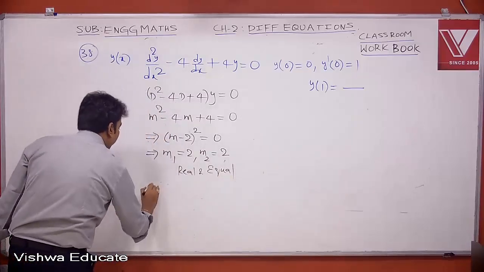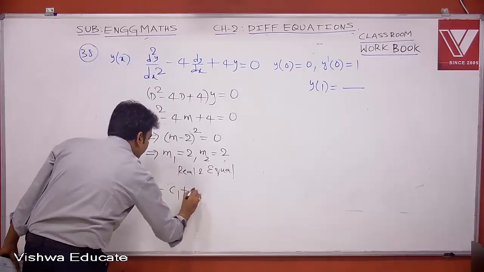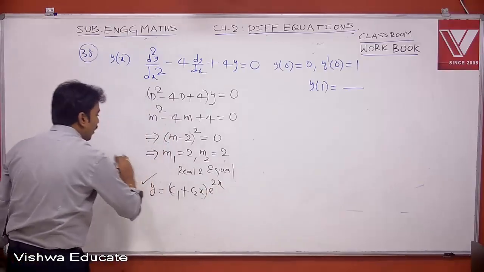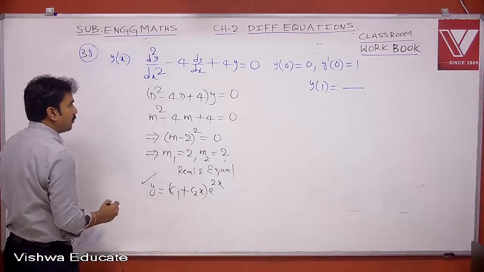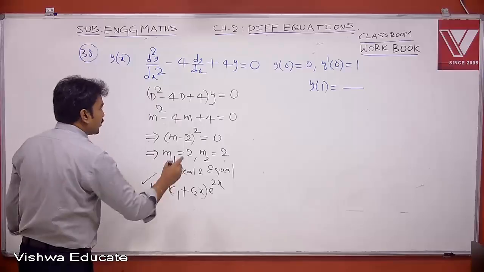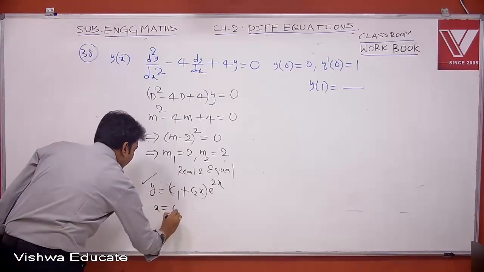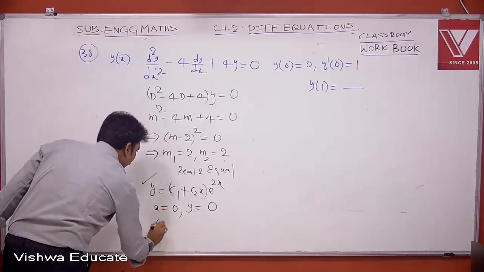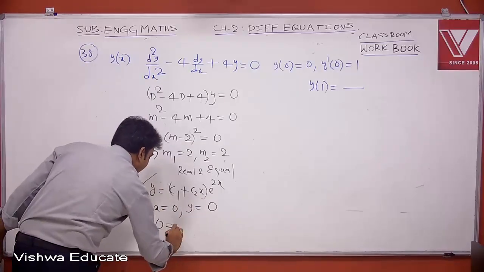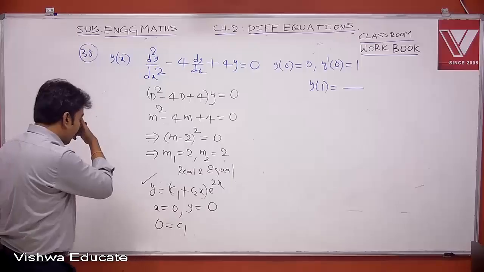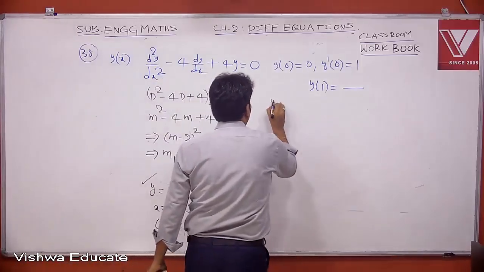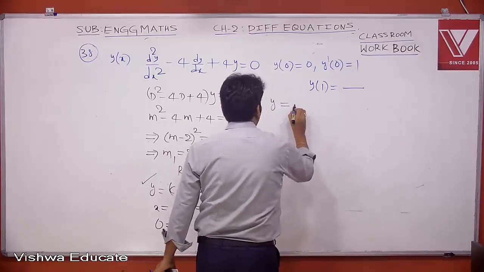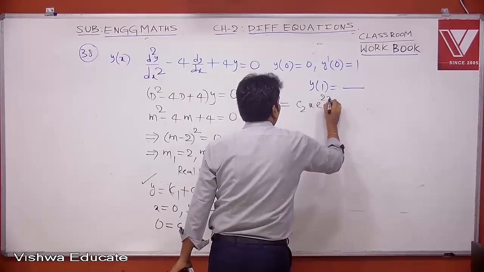Real and equal. Therefore y equal to (c1 plus c2x) into e power 2x. This is my general solution. Let us try to apply the first boundary condition. The first boundary condition is when x is 0, y is 0. So replace y value as 0, x value as 0, you will get c1 equal to 0. Therefore, the solution, when c1 is 0, becomes y equal to c2x into e power 2x.